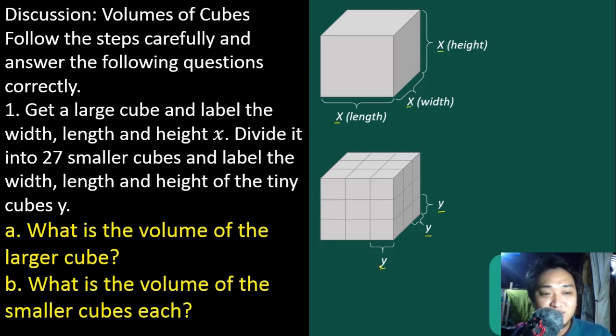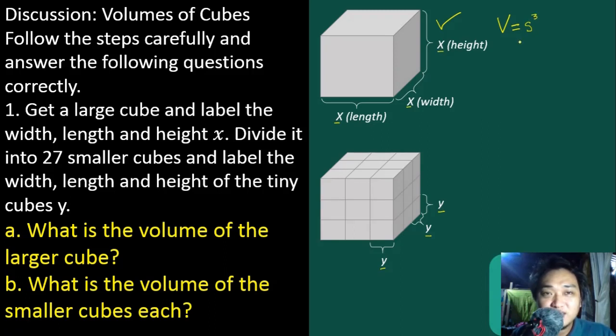The question for letter A is, what is the volume of the larger cube? So, if we are going to denote the volume of this larger cube, if the dimension of the cube is x for length, width, and height, kasi alam naman natin from our elementary, when you're speaking of volumes of perfect cubes, that will be side squared. Oh, side cube, sorry. Side cube.